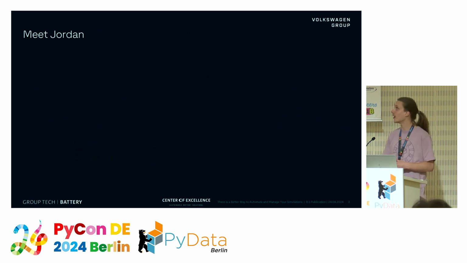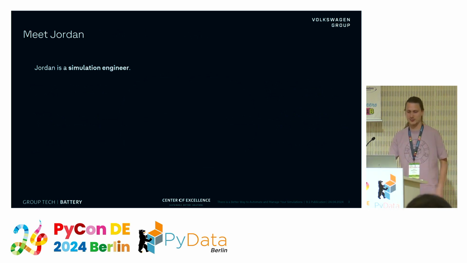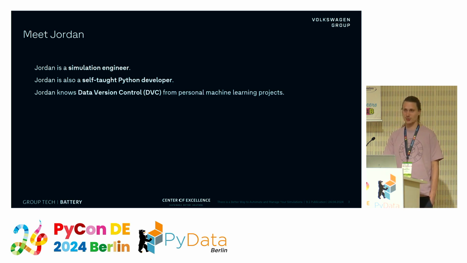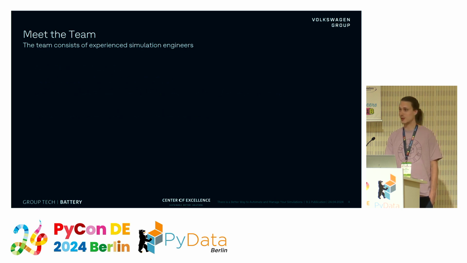So for this story, I would like you to meet Jordan. Jordan is a simulation engineer. Jordan is also a self-taught Python developer. And Jordan knows data version control from personal machine learning projects, and I later will tell you what DVC is. And Jordan is part of a growing team of simulation engineers. So let's meet the team.